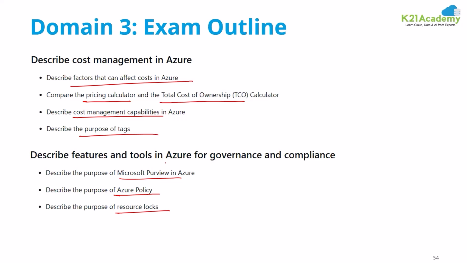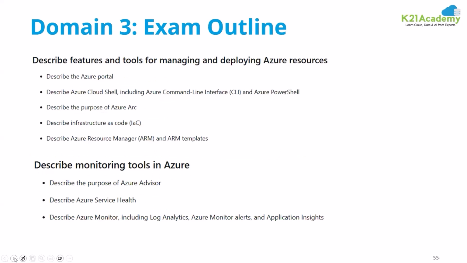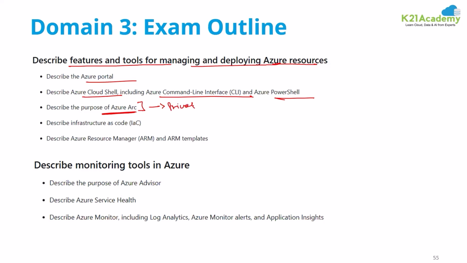Basically, it gives us those features that are yet to be released from Azure, and so it's a separate portal from where we can see what all things are going to get released. So that is what Microsoft Purview basically is. Apart from that, what we have understood is the features and tools for managing and deploying Azure resources. We have Azure Portal, Cloud Shell, CLI, and PowerShell available. What is the purpose of Azure Arc? We have understood that Azure Arc will be used to set up my private cloud setup.